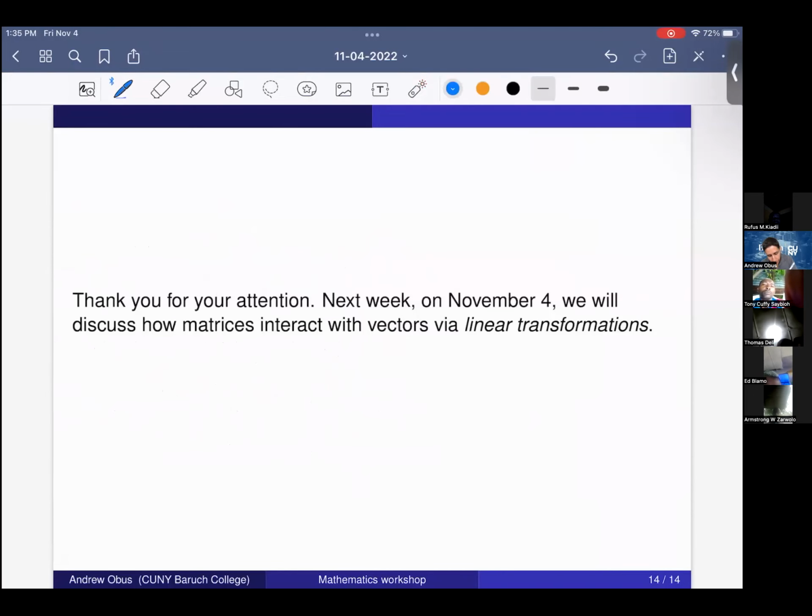Next week, I got the date wrong on this, next week on November 11th, we're going to discuss how matrices interact with vectors. We're going to review some of this inverse stuff because it went a little fast. And we're going to discuss how matrices and vectors interact. They do things called linear transformations. And this is going to involve lots of geometric things like rotations and reflections and dilations and things like this.